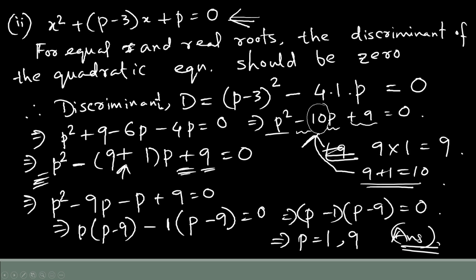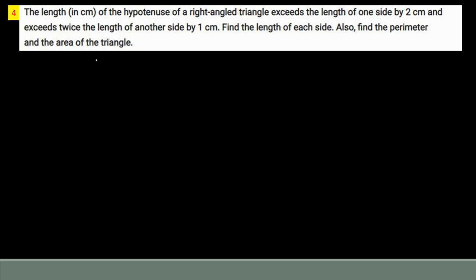So we will go to the next problem then. Please solve it first on your own. The length of the hypotenuse of a right angle triangle exceeds the length of one side by 2 centimeters and exceeds twice the length of another side by 1 centimeter. Find the length of each side, also find the perimeter and the area of the triangle.